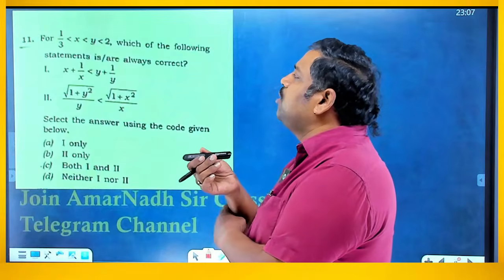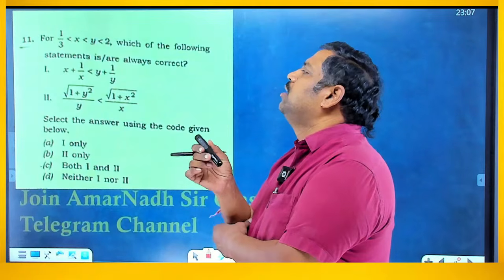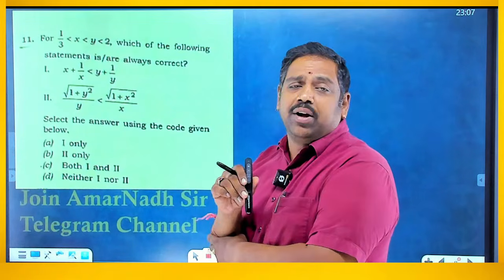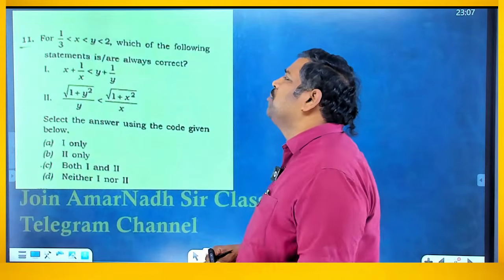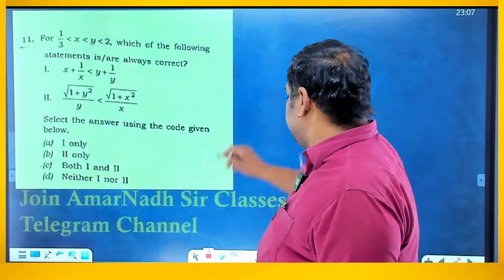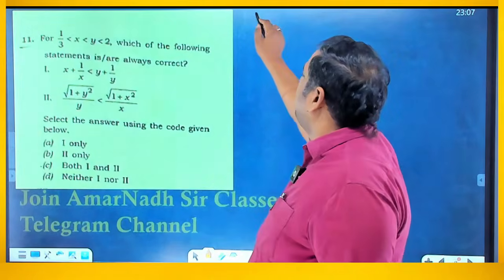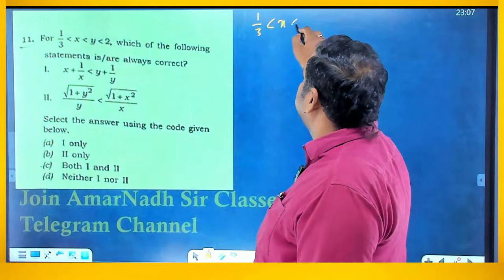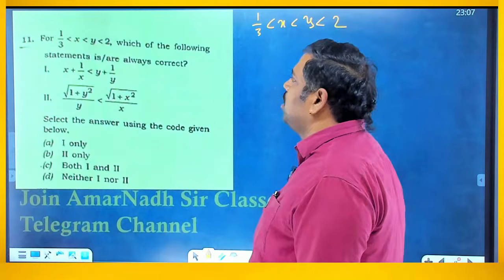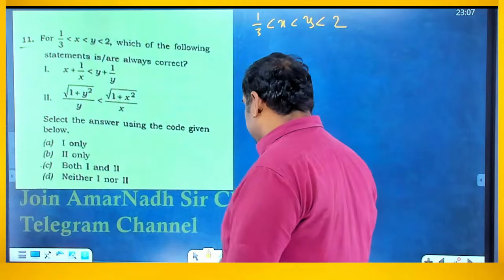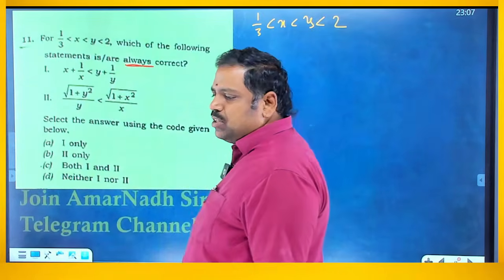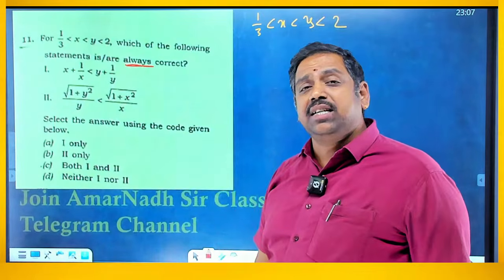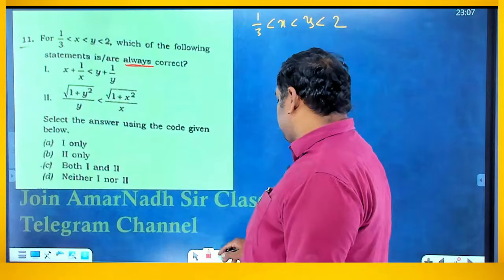I'll tell you one anomaly regarding 0 to 1. That is not needed. Let's come here. 1 by 3 is less than x is less than y is less than 2. Which of the following statements is or are always correct? The most beautiful word here is always correct. It means not in a single case, in every case it should be correct.